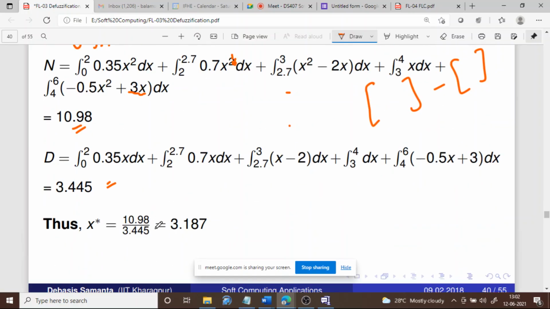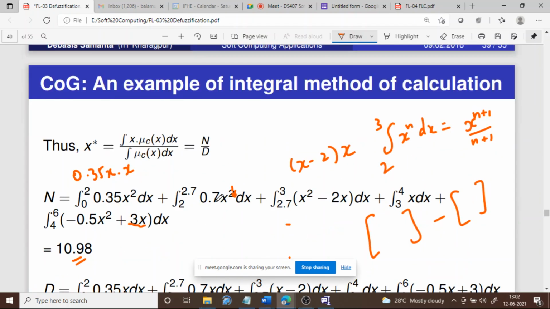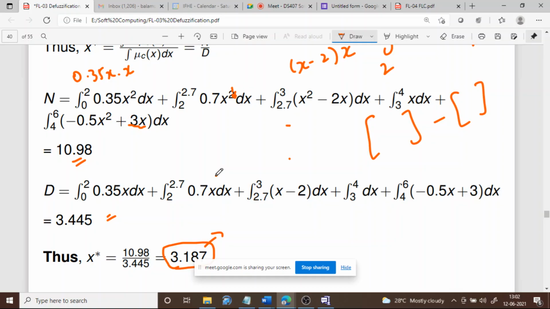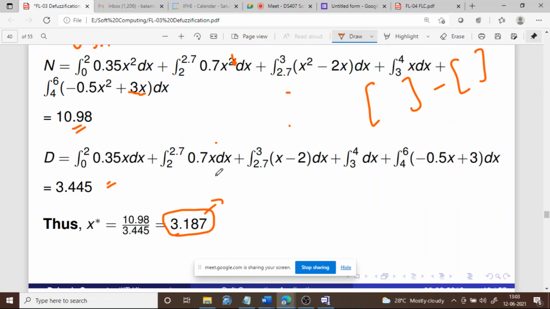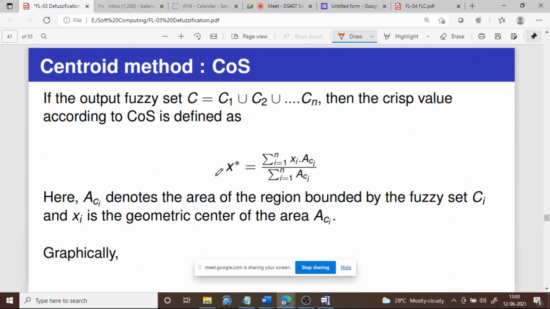If you divide both, you will get this value, right? So this is the defuzzified value, or the crisp value. Okay, so this is how the center of gravity technique works. Whatever membership functions we have, if you have more than one, you have to take a union of that, divide that graph into several small parts, find the area under each part, and find the range between each area, and then apply the formula, right? So this is how the COG technique works.